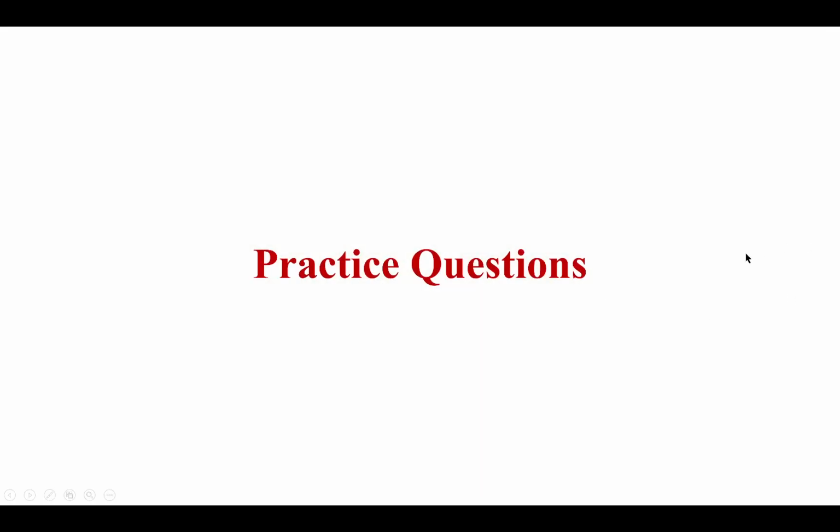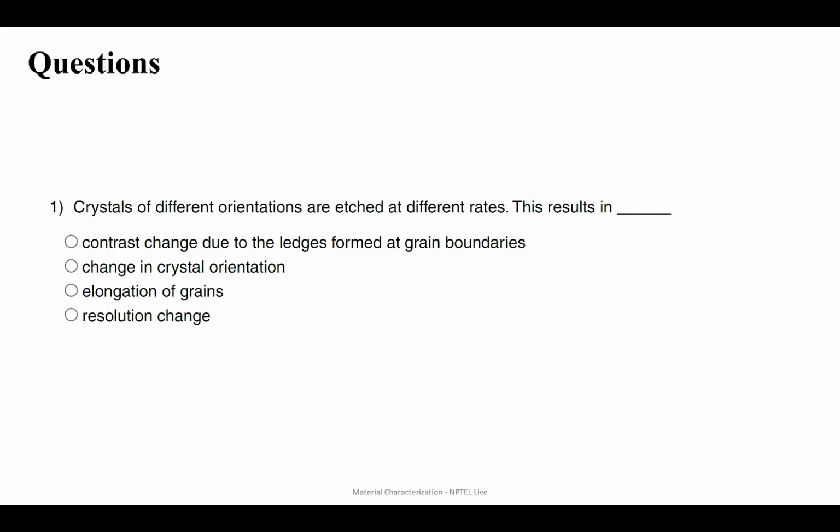So now I will come back to practice questions. Crystals of different orientations are etched at different rates. This results in: contrast change due to the ledges formed at grain boundaries, change in crystal orientation, elongation of grains, resolution change. So if you know the answer, you can speak or write in the chat.